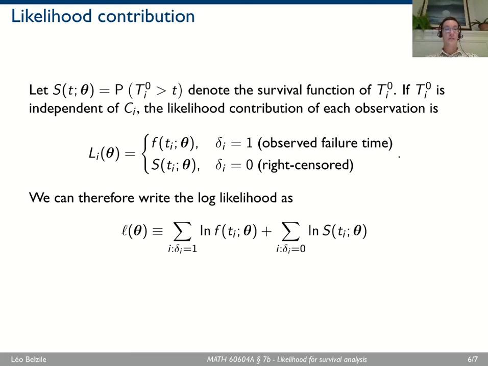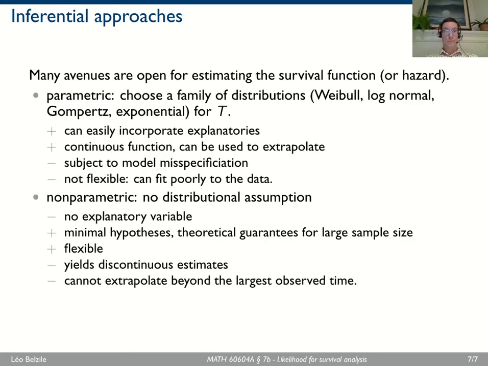So let me show you an example with a parametric model. Here I have not specified the distribution, but I could just pick any distribution function of a positive random variable. There are many ways you could approach this problem. Either you pick a family of distributions, the so-called parametric models, for example Weibull, log-normal, Gompertz, Makeham, exponential, that are very common for survival analysis.